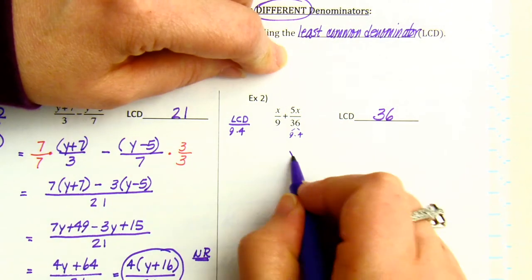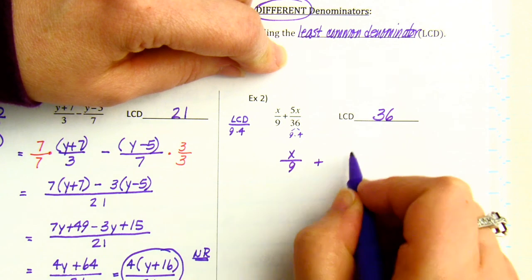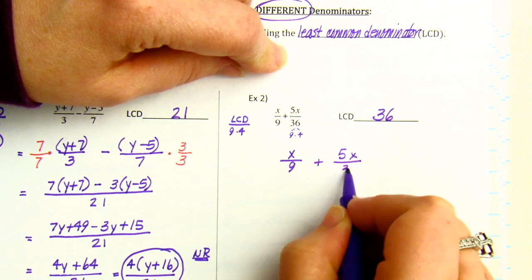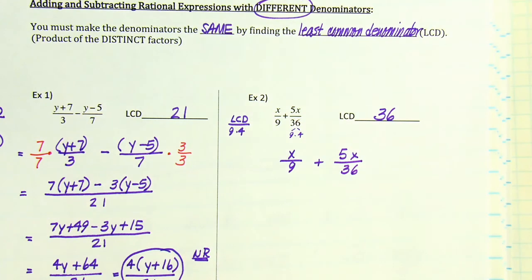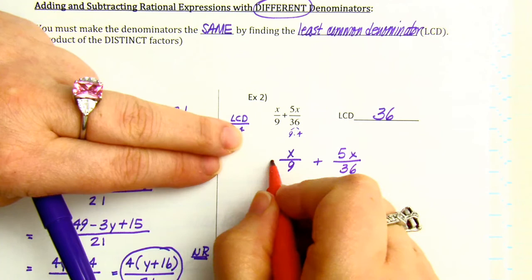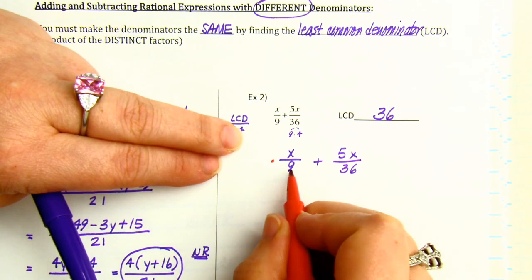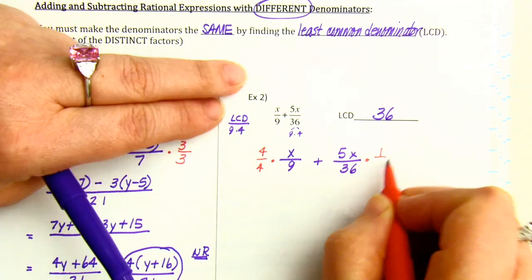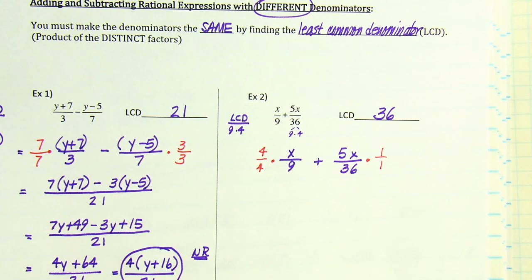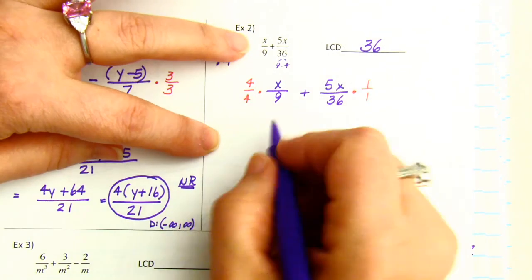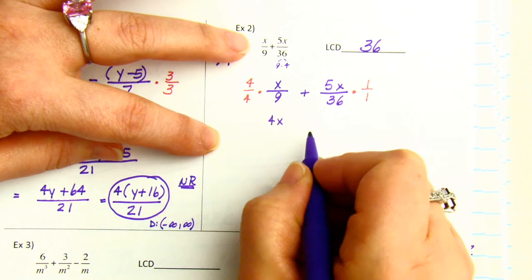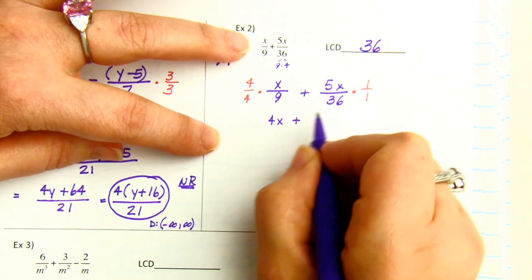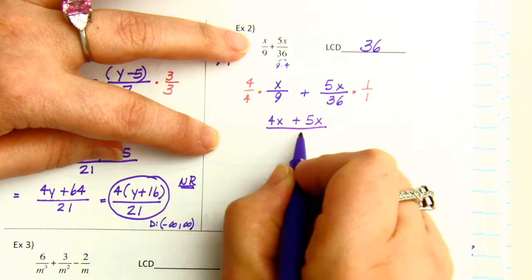All right, so now I'm going to copy the original problem. I'm going to multiply fraction 1. I have to multiply by 4 over 4 because I have to get this 9 to be a 36. This is already a 36, so that's just simply by 1 over 1. You don't have to write it, but if you like that structure, then write it. What do we have here when we multiply this? Well, that's 4x over 36, and this is 5x over 36, or 4x plus 5x all over 36.